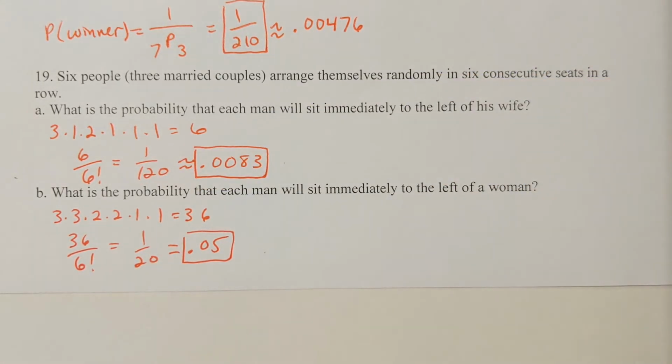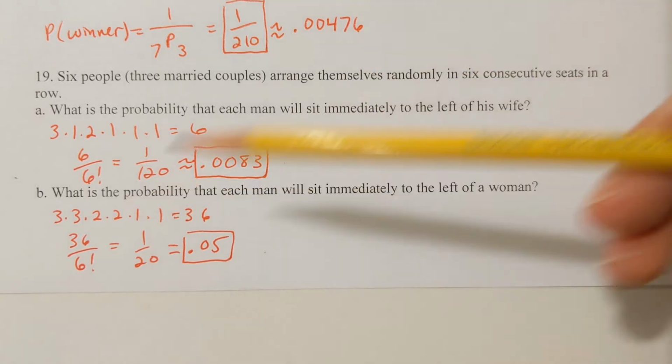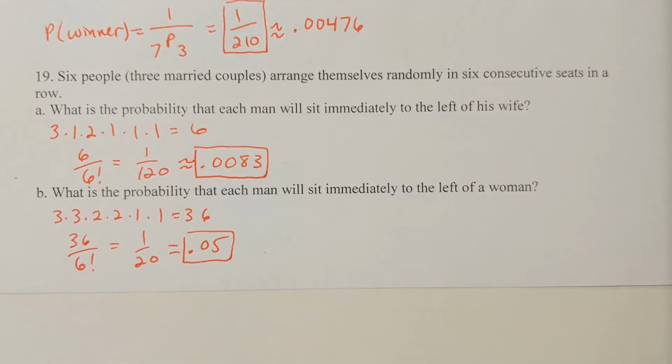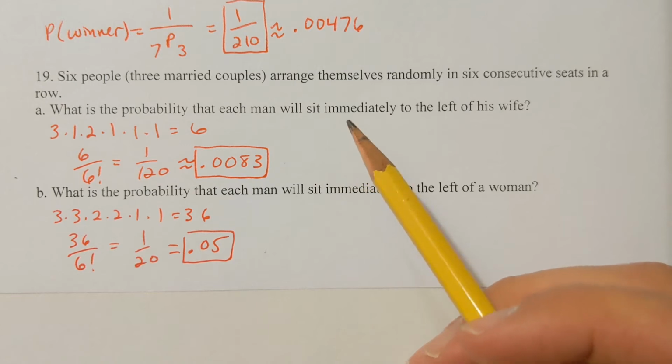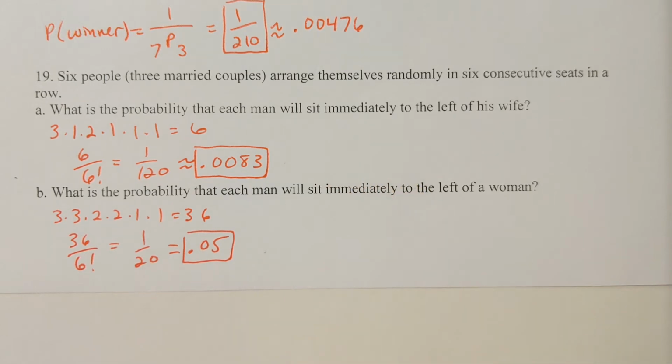6 factorial would be the number of ways that all 6 people would randomly sit down, okay? So have one person sit down, there's six people, okay, now there's 5 people, okay, have another sit down, and then there's 4 people, okay, right down the list onto the last person who has to go in the last seat. That'd be 6 factorial, or 120. So out of the 120 different options there, what's the probability that each man will sit immediately to the left of his wife?